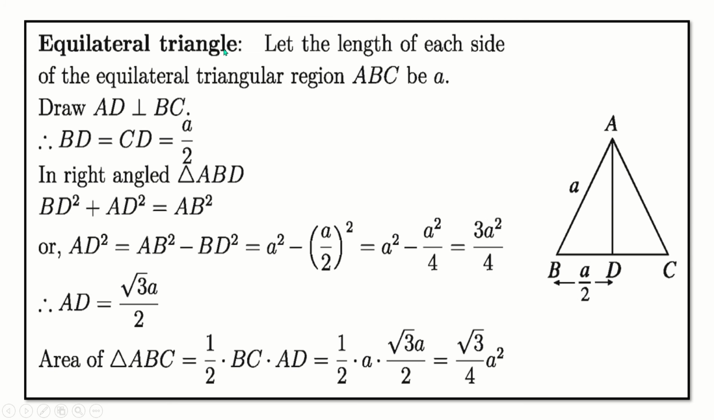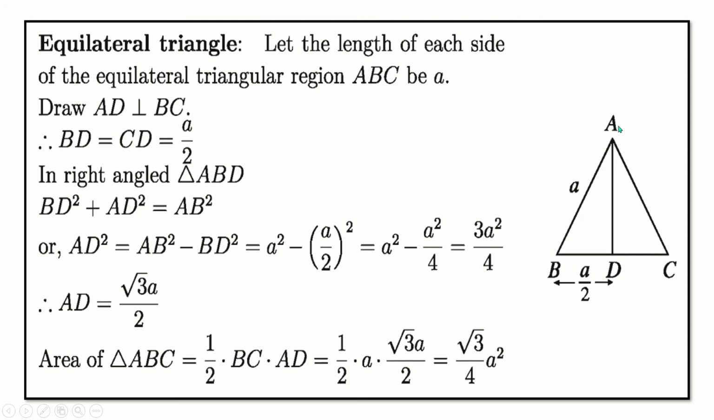Equilateral triangle. At first, we have to know what an equilateral triangle is. An equilateral triangle means if three sides of a triangle are equal, then it is called an equilateral triangle. Let the length of each side of the equilateral triangular region ABC be a. That means AB, BC or CA is equal to a, and draw AD perpendicular on BC.